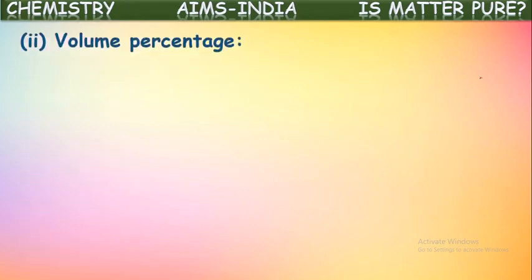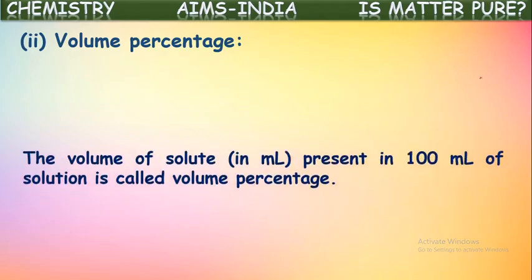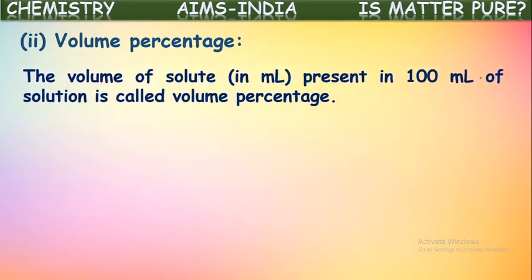Next, let us see volume percentage. It is one more expression to calculate the concentration of a solution. It is defined as the volume of solute present in 100 ml of solution. The volume of solute present in 100 ml of solution is called volume percentage. Just as mass was used before, here it is expressed in terms of volume. So here both are expressed in ml, milliliters.